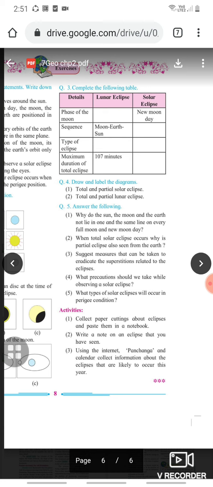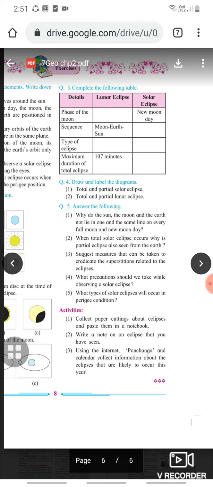Okay, the fourth question is draw and label the diagram. You have to draw and label the diagram for total and partial solar eclipse and total and partial lunar eclipse. Fifth question, you have to answer the following questions.